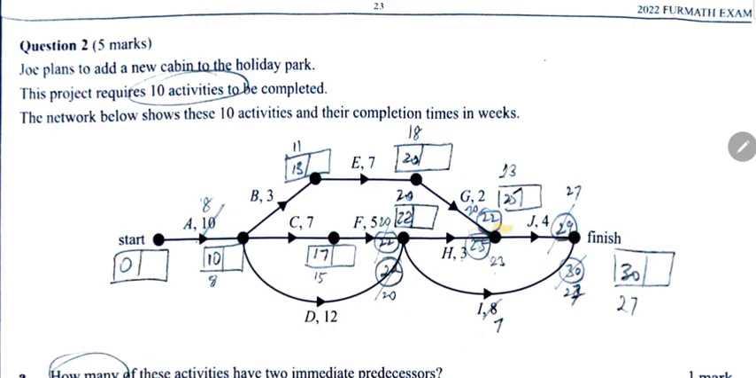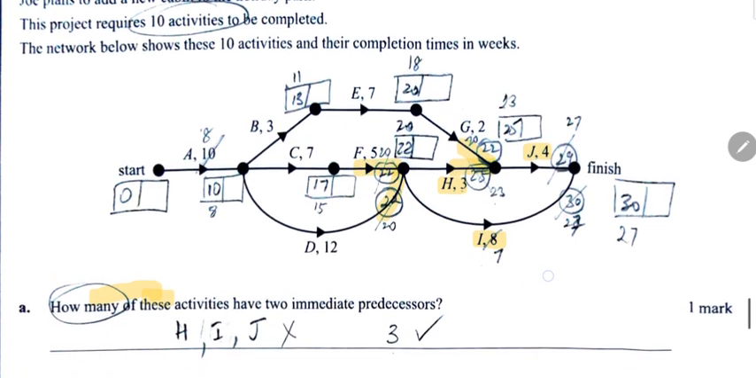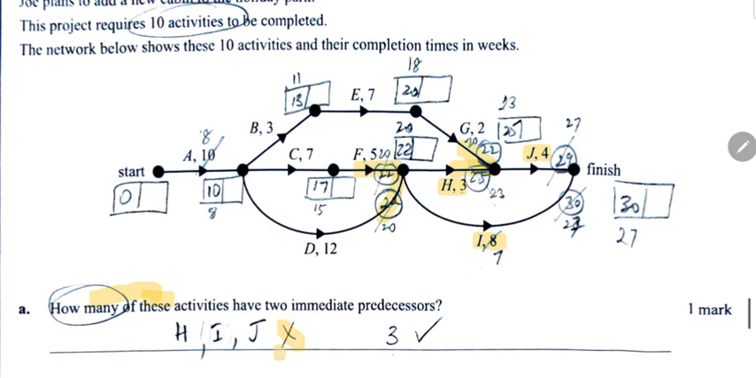H has 2, and J has 2, and I also has the same two predecessors that H had. So that's H, I, and J. But the question is how many of these activities have. Some students actually wrote H, I, and J, which was wrong. The number of activities is actually 3.